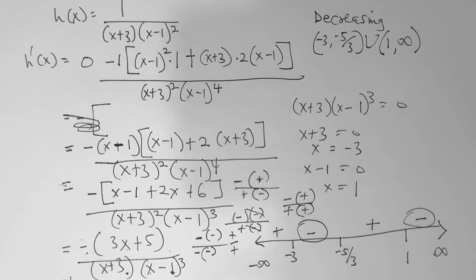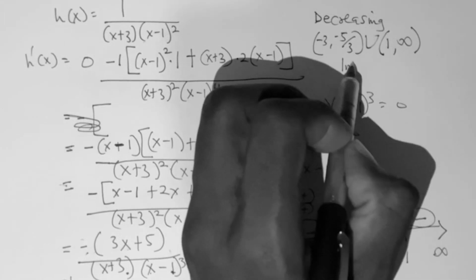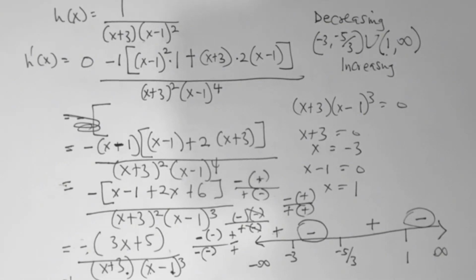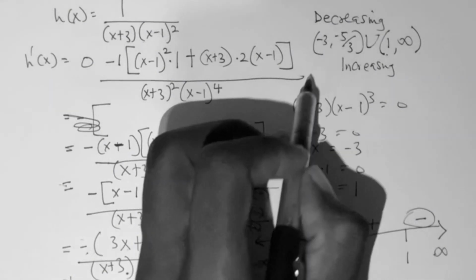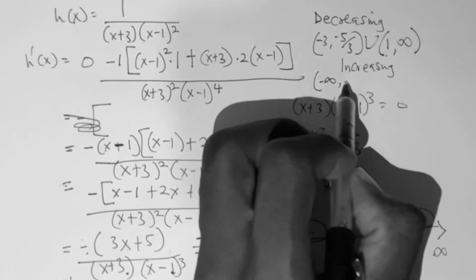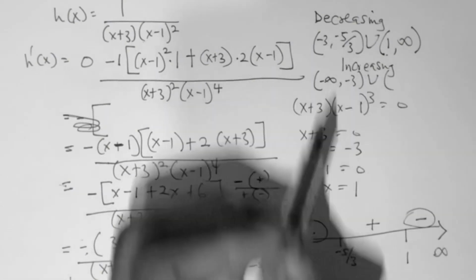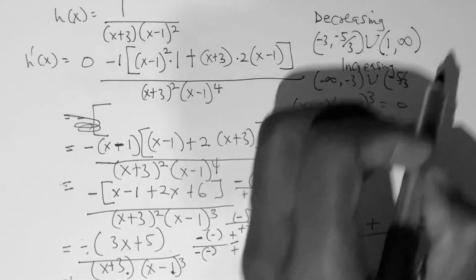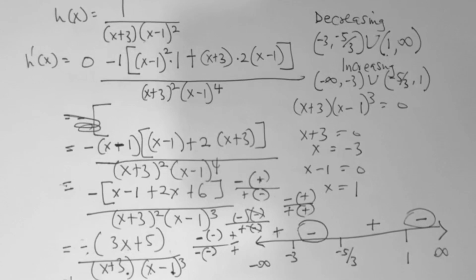Now let's talk about the region in which it is increasing. So you see that the function is increasing in this region, and then it is also increasing in this region. So we are talking about minus infinity and then minus 3 union minus 5 over 3 and then 1. So this is the region in which it is increasing.